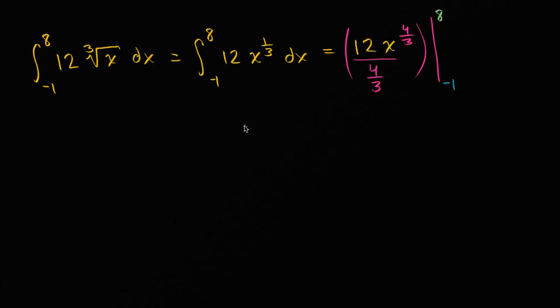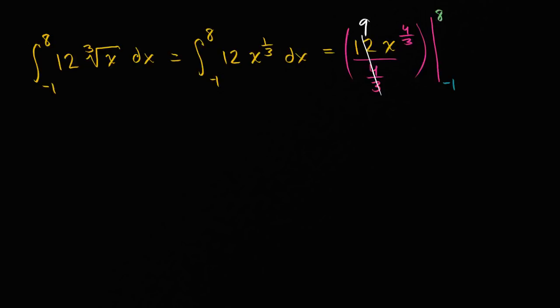And so what is this going to be equal to? Well, actually, let me simplify it a little bit more. What is 12 divided by 4/3? 12 over 4/3 is equal to 12 times 3 over 4, which we could view as 12 over 1 times 3 over 4. 12 divided by 4 is 3, so this is going to be equal to 9. 3/4 of 12 is 9. So we could write this as 9x to the 4/3 power.